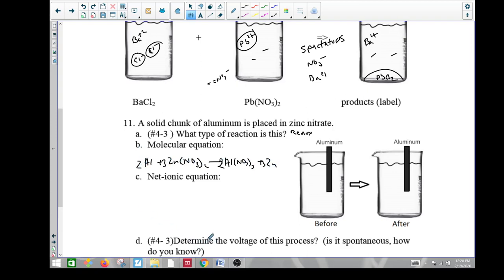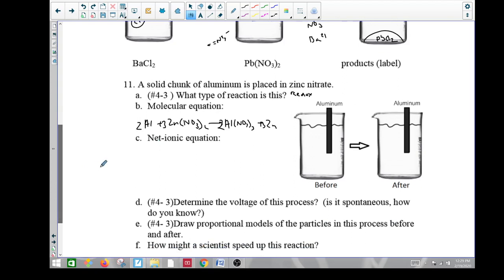Alright, so we're on this reaction. The net ionic equation is going to be, well, let's just draw it out. Aluminum metal plus zinc 2+ NO3- yields aluminum 3+ NO3- plus zinc metal.